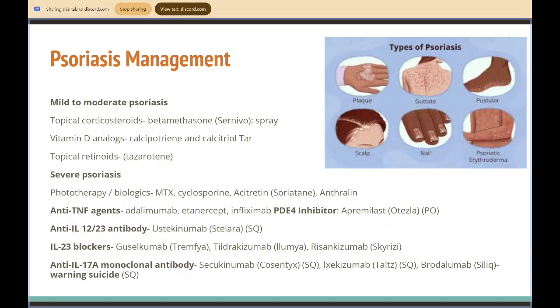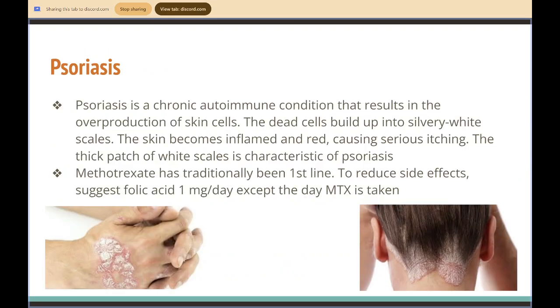Okay. Now on the top right, you'll see a picture with several different kinds. Actually, if we go back, on the left, on the hand, that's plaque psoriasis, and on the right, that's going to be psoriasis of the scalp.